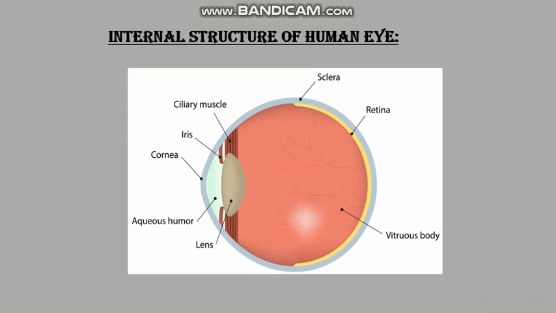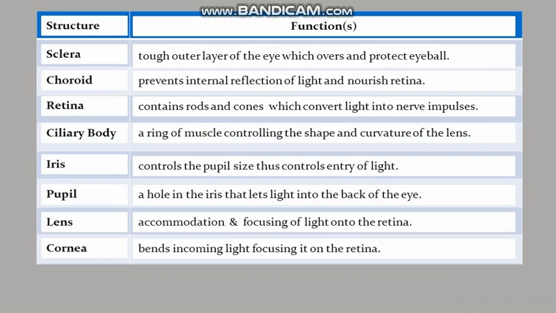It is the internal structure of the human eye. Ciliary body, iris, cornea, aqueous humor, lens, vitreous body, retina, sclera, which we discussed before in detail in chapter number 9. So, these are the functions of the eye.